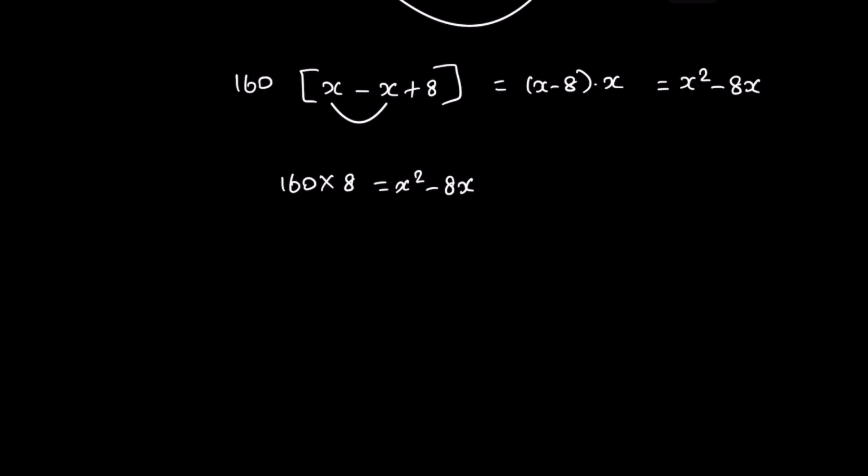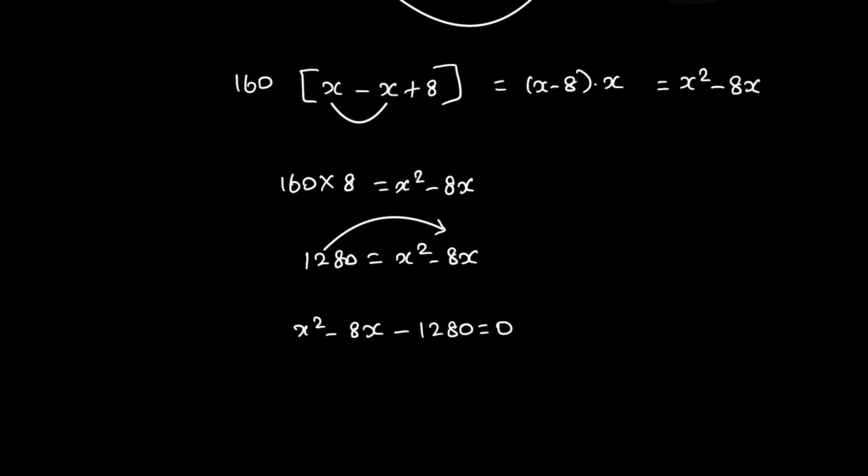Then 160 times 8 is equal to x square minus 8x. So now 160 times 8, that is equal to 1280. So this value is x square minus 8x. So now the maximum term must be positive. So this part is moved to here. x square minus 8x then minus 1280 is equal to 0.